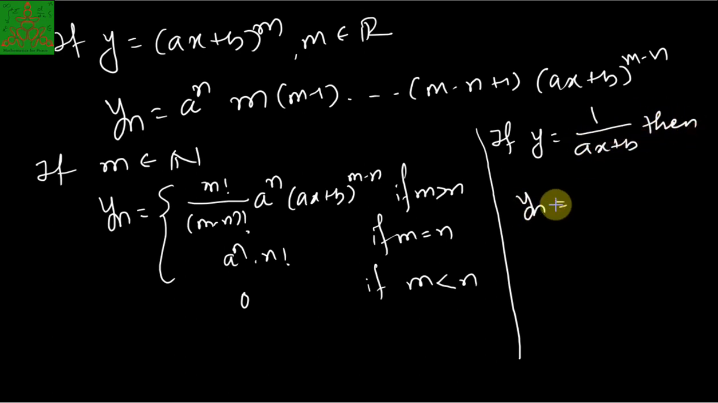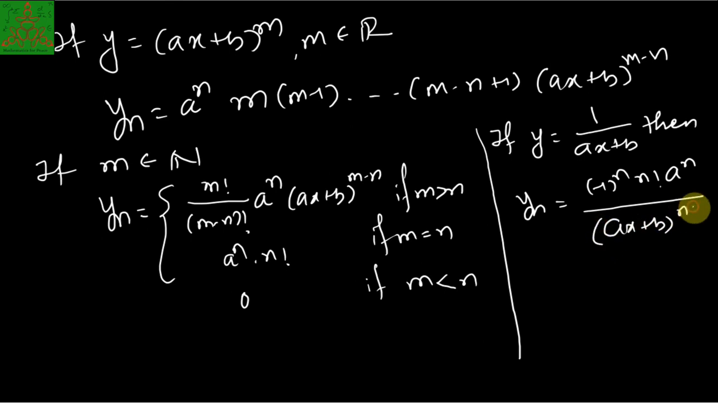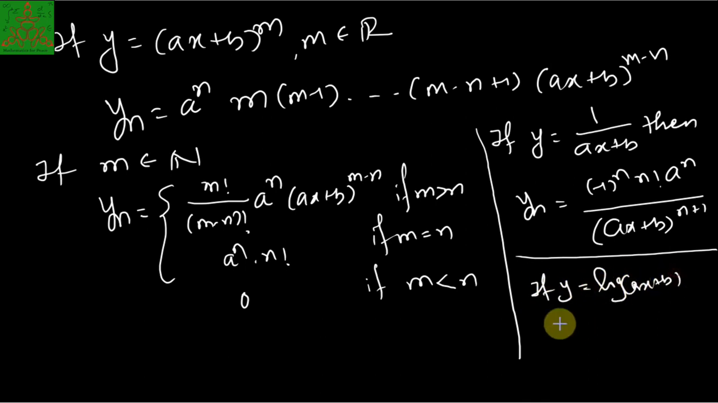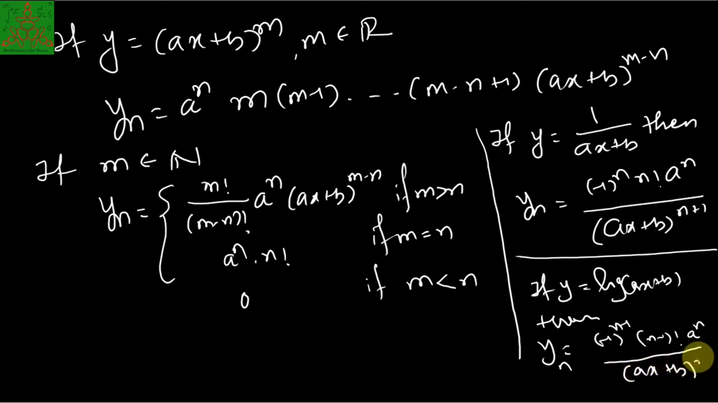The second task we did is, if y equals 1 upon (ax plus b), then yn is minus 1 raised to n, n factorial, a power n upon (ax plus b) power n plus 1. And the last one we did is, if y is log (ax plus b), then yn is minus 1 raised to n minus 1, factorial n minus 1, a power n upon (ax plus b) power n.